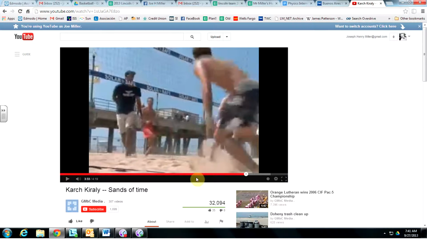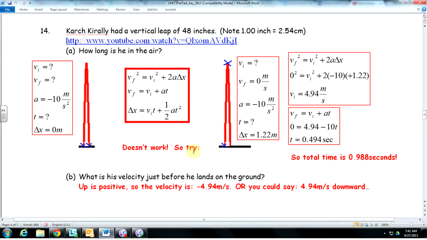Pretty impressive jumper there. In any case, I thought it's also appropriate since we've got the sack going on right now, and we'll take a look at Karch Kiraly. So, vertical leap of 48 inches. And then I just ask a couple questions. A, how long is he in the air? And then B, what is his velocity just before he lands on the ground?